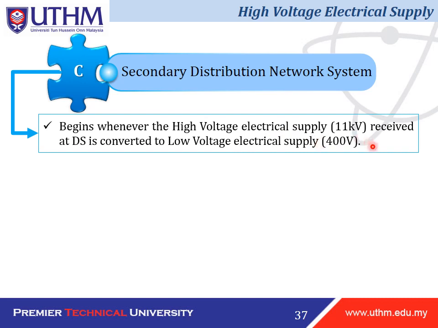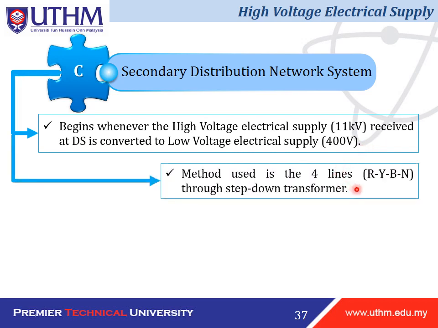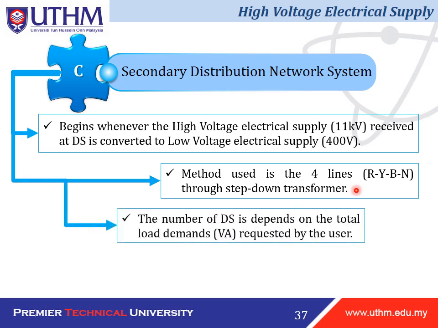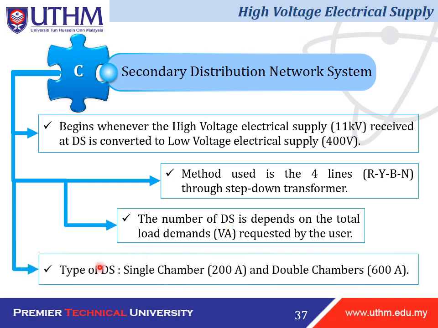For the secondary distribution network system, it begins whenever the high voltage electrical supply such as 11 kV received at the distribution substation is converted to the low voltage electrical supply, for example 400 volt. The method used is the four lines, red, yellow, blue and neutral, through the step down transformer. And then the number of distribution substations depends on the total load demand VA requested by the user.